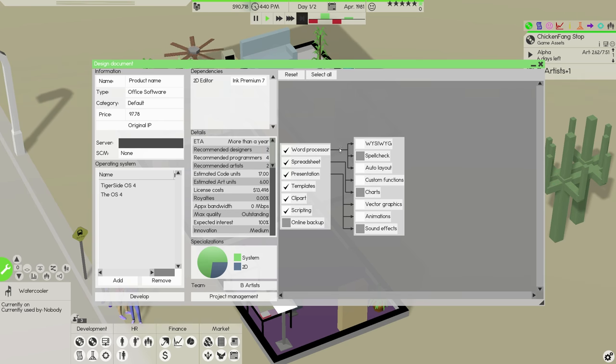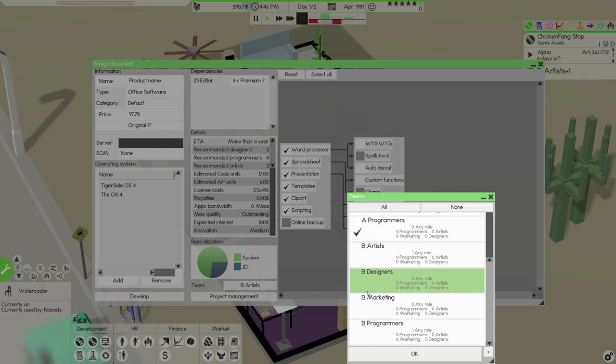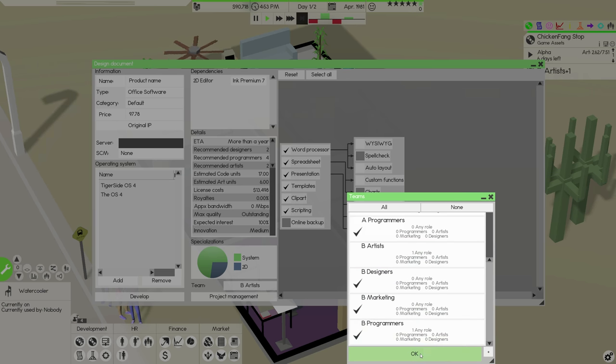I don't know if we're going to have to pay any license. Yeah, license costs $13,000. How about we do that? Team, everyone's going to work on this, except the artists for now, because the artists are currently busy working on their alpha. So we're going to take them off this project for now.